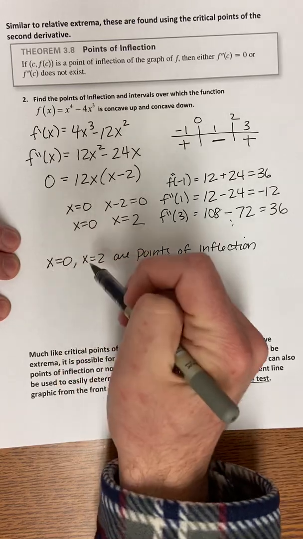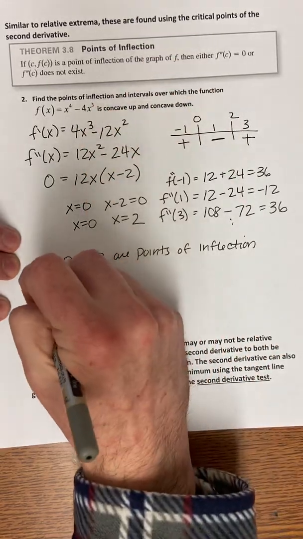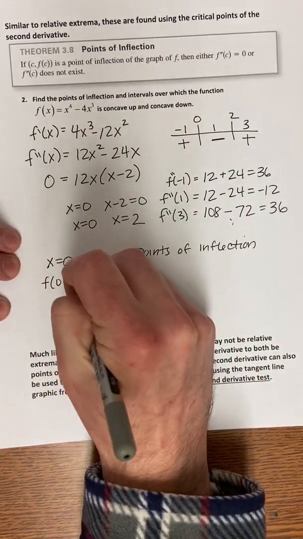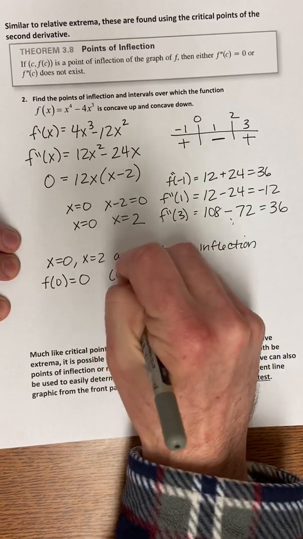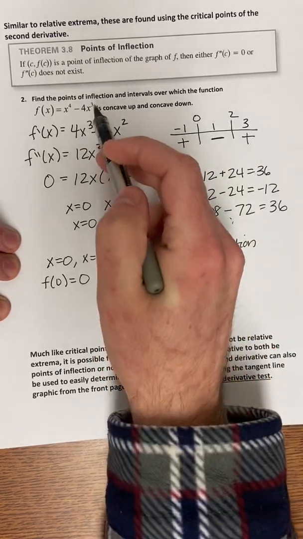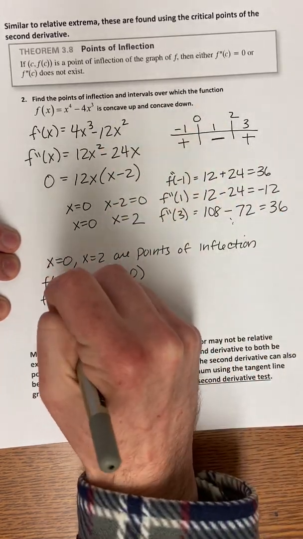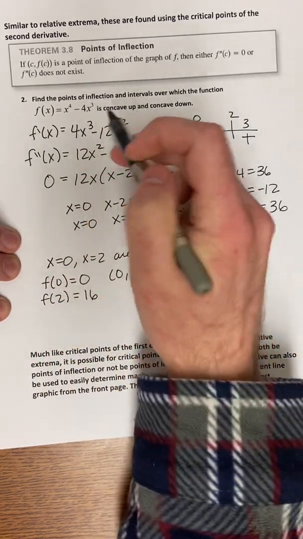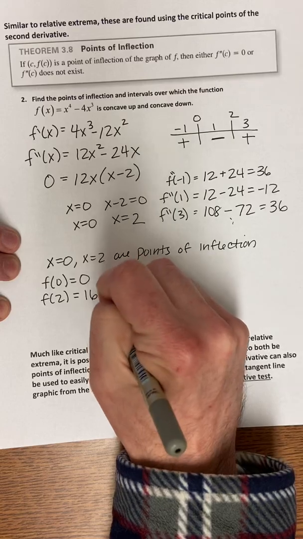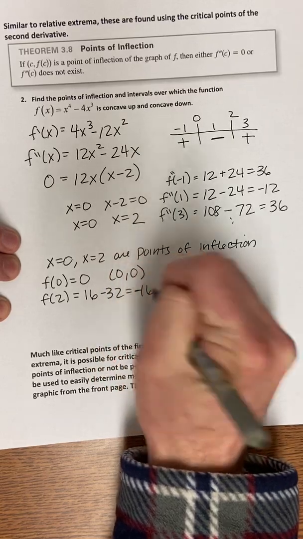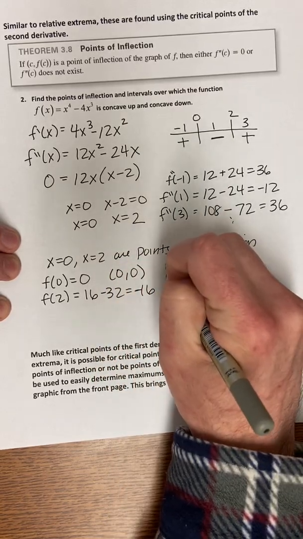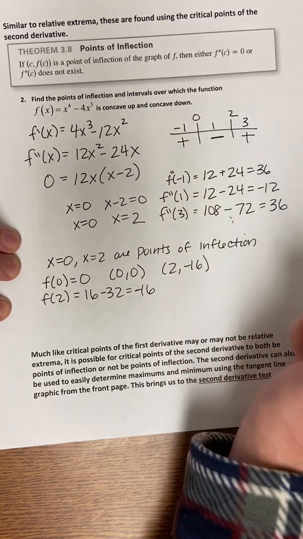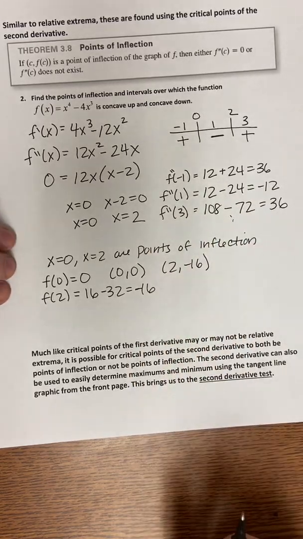So we need to take these two values and plug them back into the original. So what's f of 0? It's 0. So 0, 0 is a point of inflection. If we plug in 2, f of 2, 2 to the 4th is 16. 2 cubed is 8, so 16 minus 32 is negative 16. So we have 0, 0, and 2, negative 16 are really the 2 points of inflection.